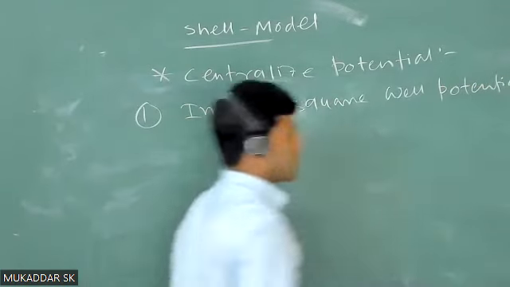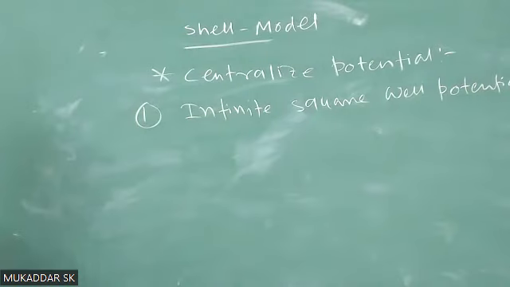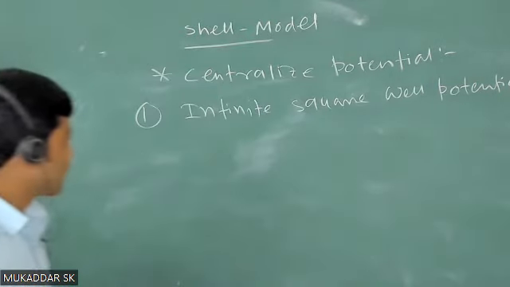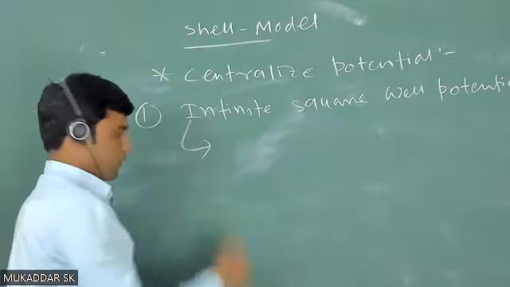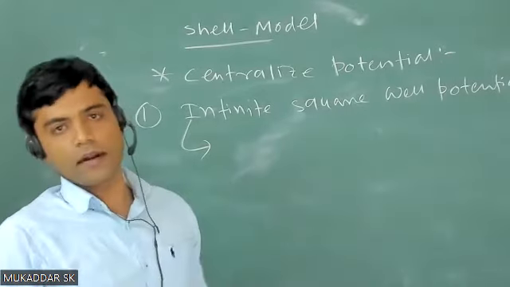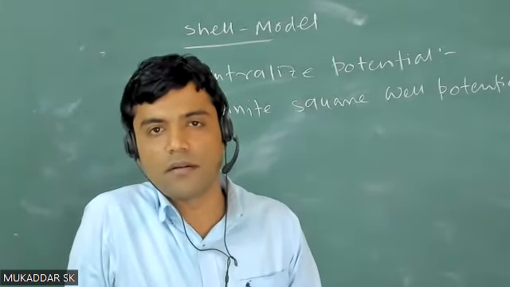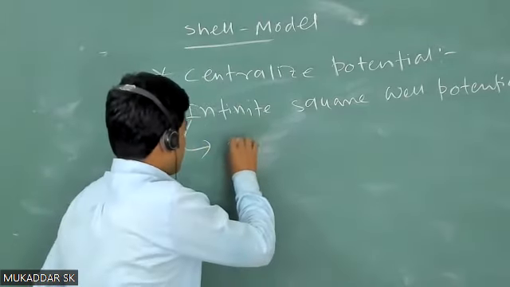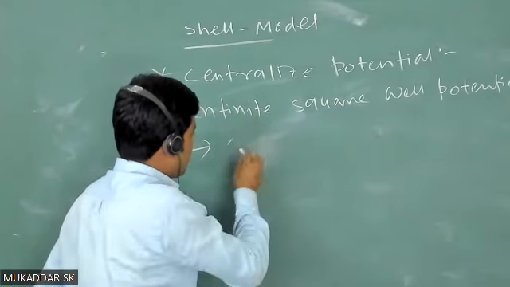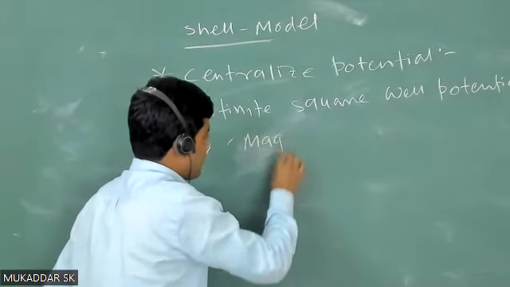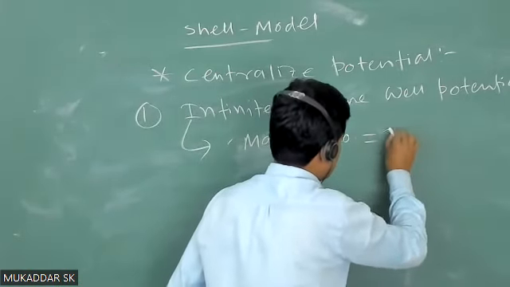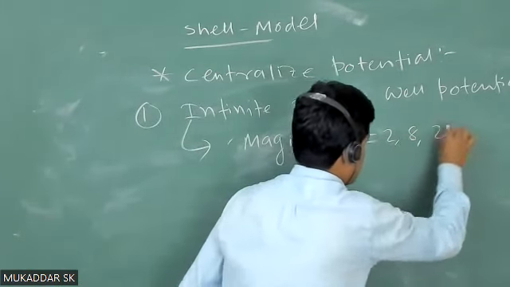So first, they have taken infinite square well potential. When they took that infinite square well potential and solved the Schrodinger wave equation, it successfully described that the nucleus has a shell structure, but it only successfully described the magic numbers 2, 8, and 20.